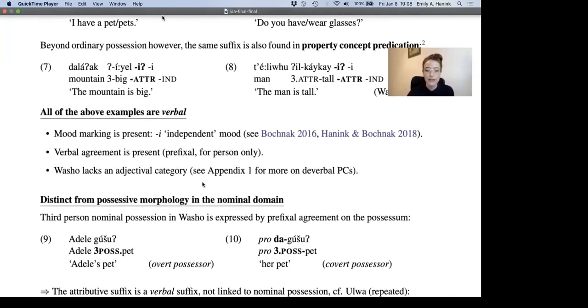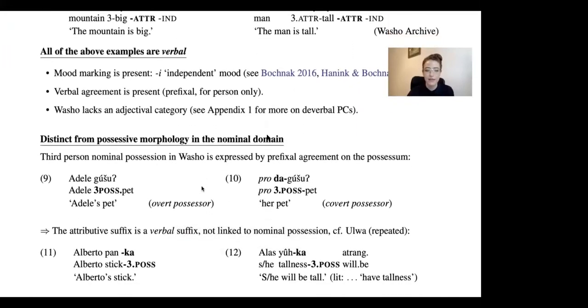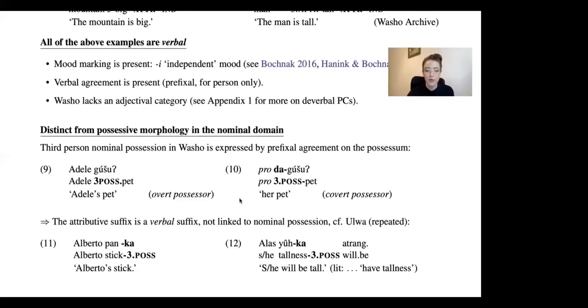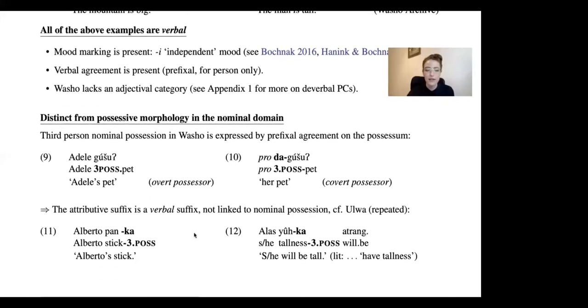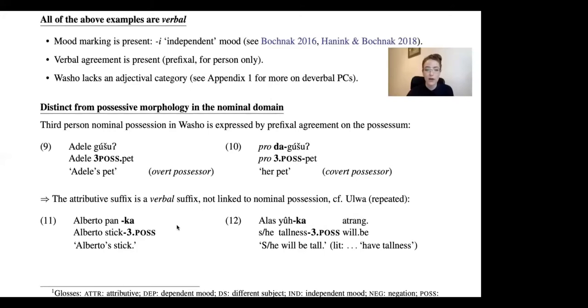Right, so another thing that is relevant to the discussion here is that the attributive suffix is distinct from possessive morphology in the nominal domain. In Washoe, third person nominal possession is expressed by prefixal agreement on the possessum, as you see here in 9, Adele's pet, Adele Gushu. This happens to be null in the third person, unless the possessor is covert, as in 10, in which case we get Da Gushu. That distinction isn't particularly relevant today, but this is just to show a contrast with what we saw above in Ulwa, where the same possessive marking used in property concept predication is found in the nominal domain. So in Washoe, it's not nominal, rather it's verbal, but we have the same effect.